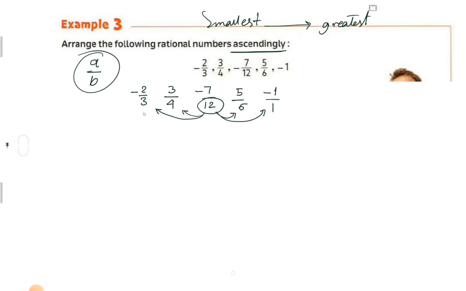So I can convert all these fractions A over B to fractions with like denominator 12.